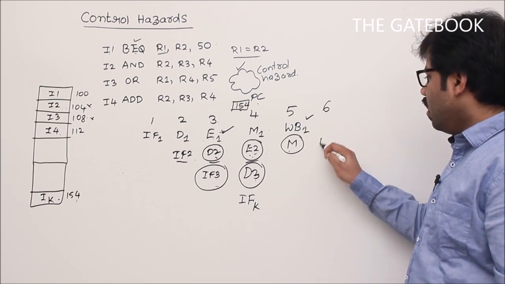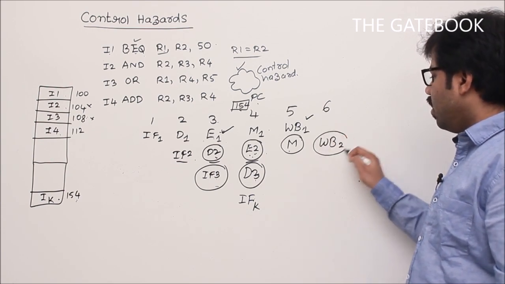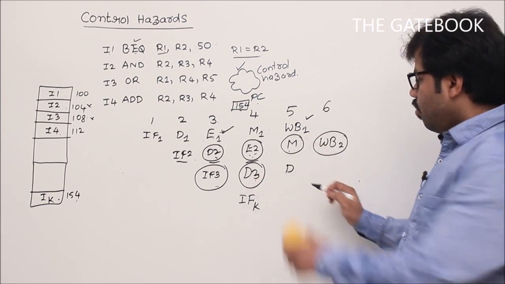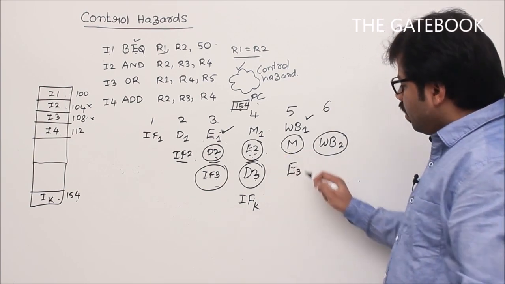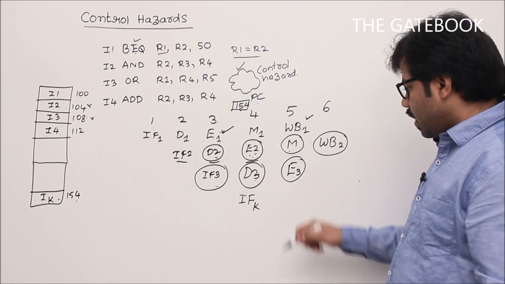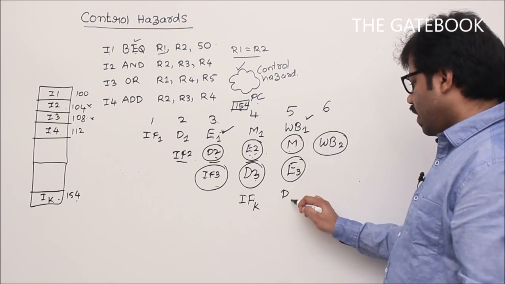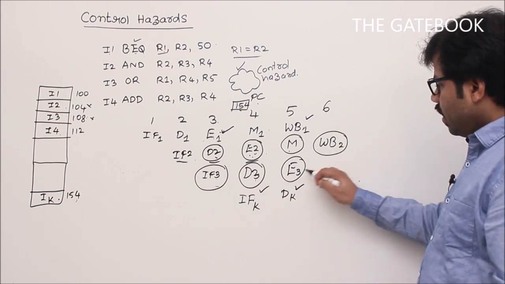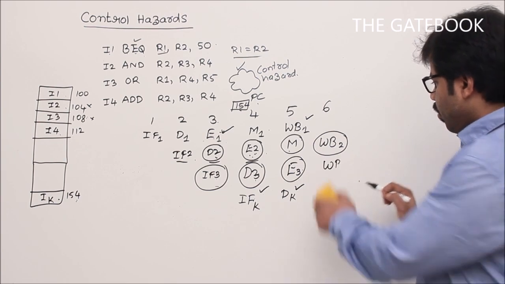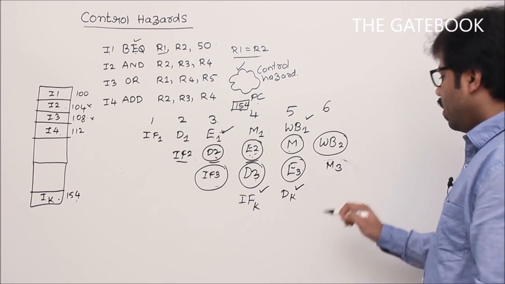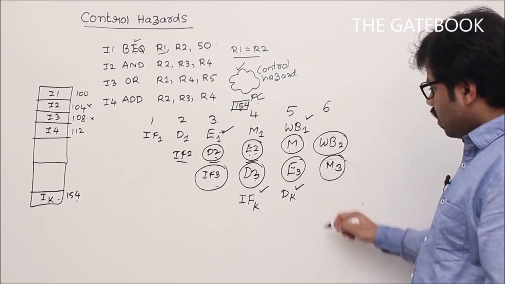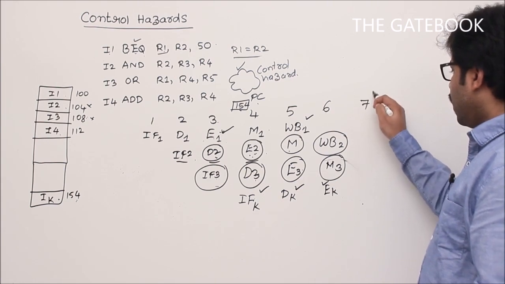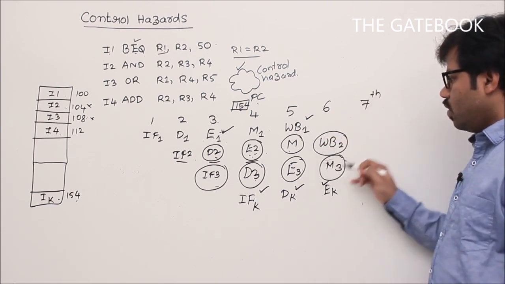In the sixth clock cycle, write back of the second instruction will happen, that is a dummy instruction. So in the fifth clock cycle, execution of the third instruction will happen, again dummy. In the fifth clock cycle, decoding of the kth instruction will be done, it is right. Now in the sixth clock cycle, what happens? The memory stage of the third instruction will happen, that is dummy. In the sixth clock cycle also, execution of k will be done, that is right. In the seventh clock cycle, what happens? So this is done.